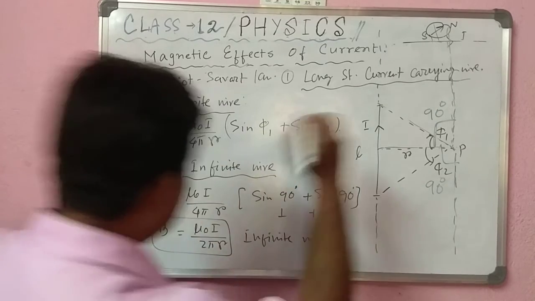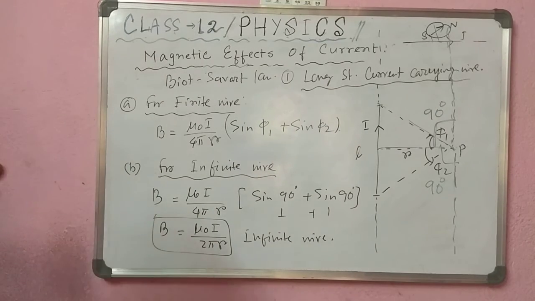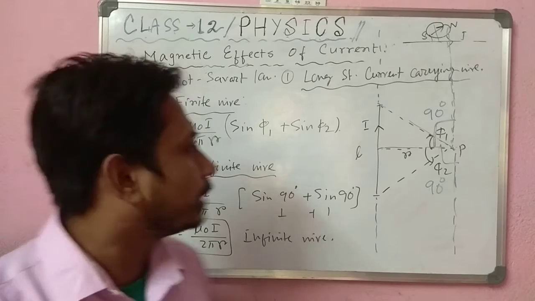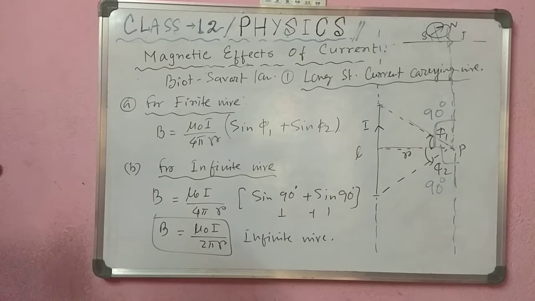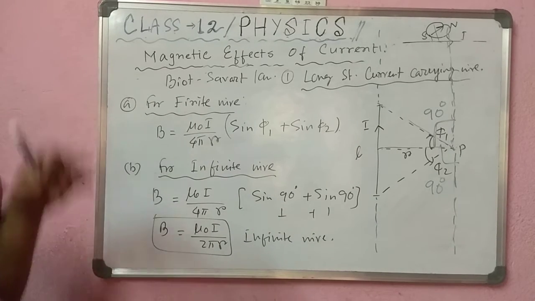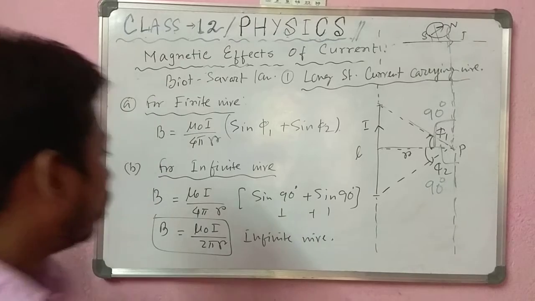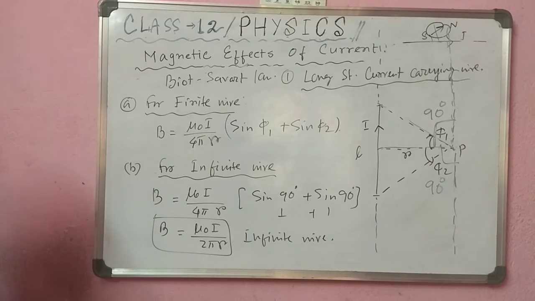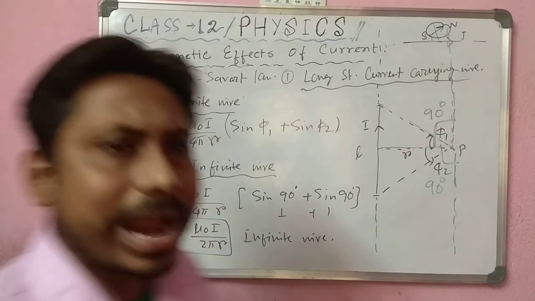Did you get it, student? So this is for infinite wire. When you see the infinite wire, you can write this formula. This is for finite wire, this is for infinite wire. Now you must be thinking, how can you find the direction of magnetic field?